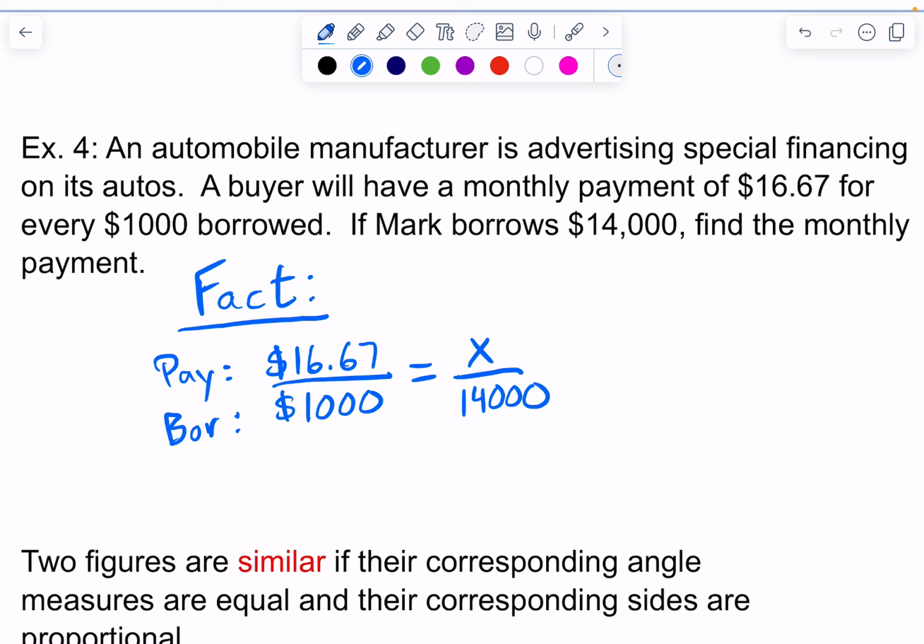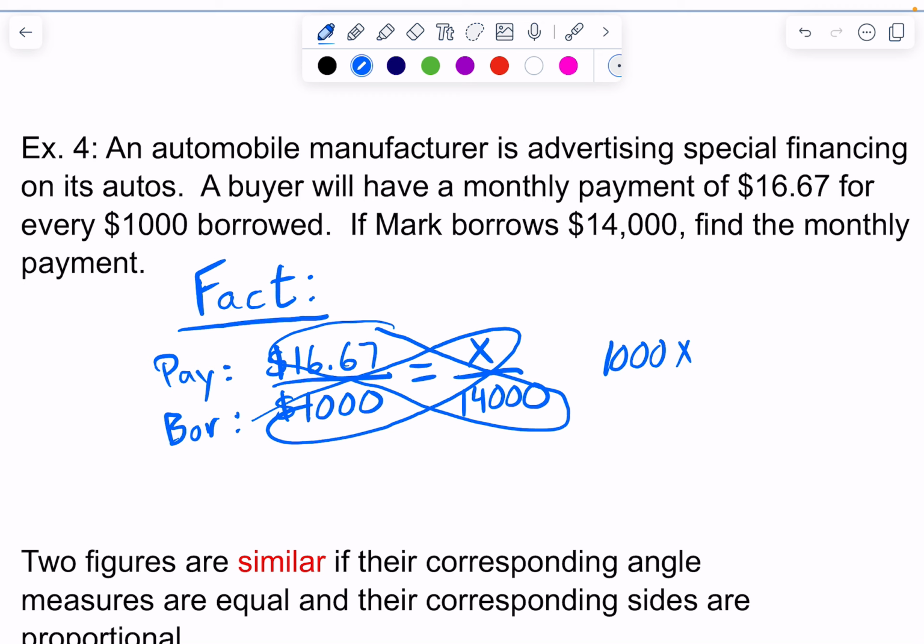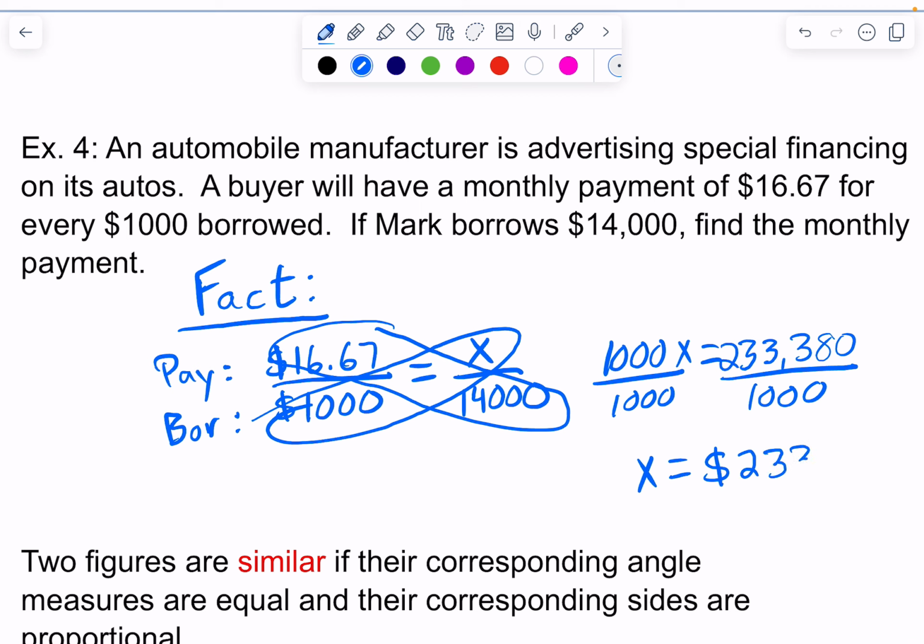So we're going to solve this proportion by cross multiplying. So I've got 1,000x equals, when you multiply 16.67 times 14,000, you're going to get 233,380. Divide by 1,000 to solve for x, and x will equal $233.38 as your monthly payment. And that is how they calculate your payments.